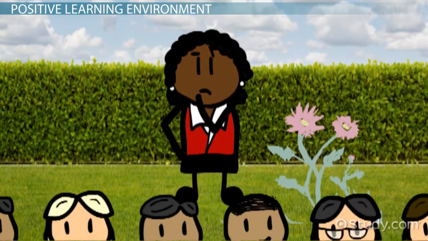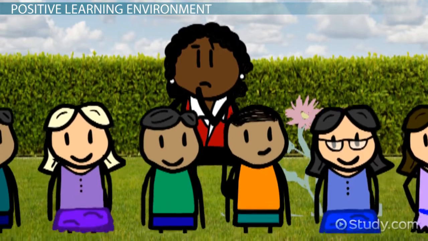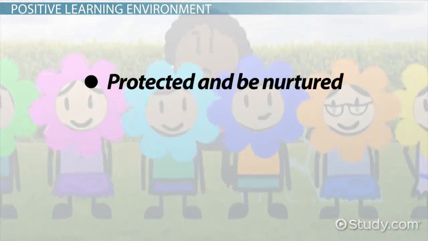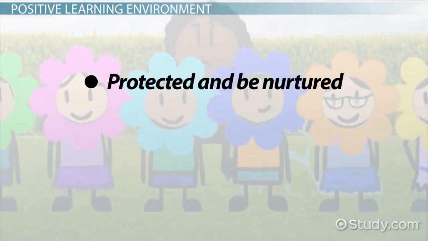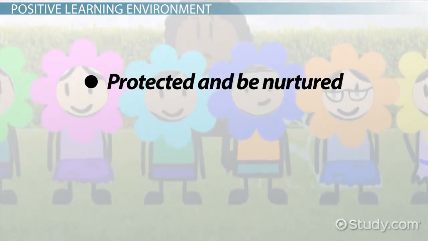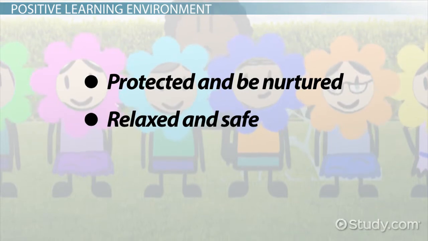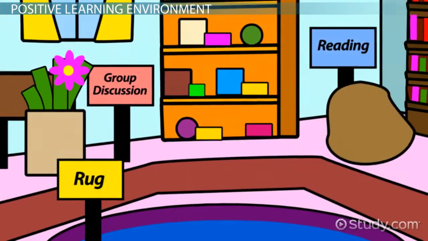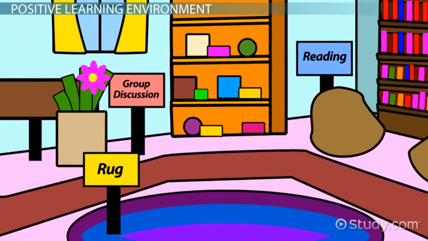A classroom is a lot like your flower garden. If you take care of your students, they will succeed. Students must feel protected and be nurtured if they are going to grow their abilities. You want your students to feel relaxed and safe. You want to encourage participation. In short, you want the classroom to be a positive environment for them.